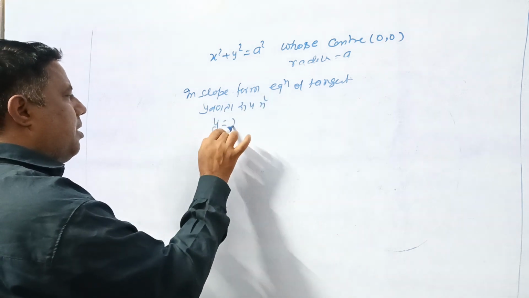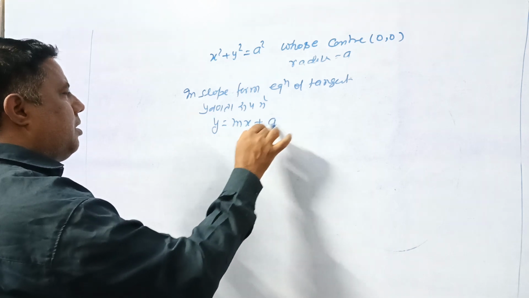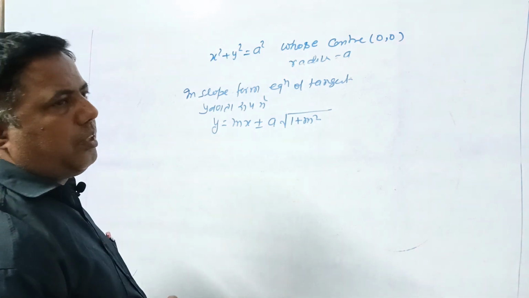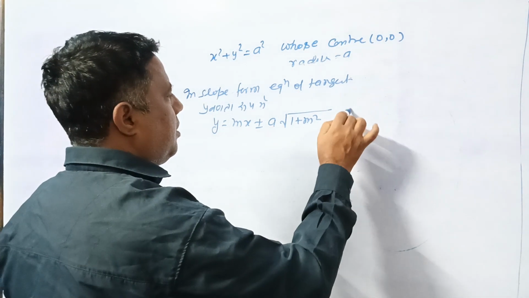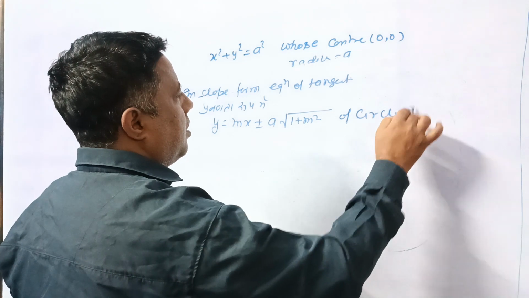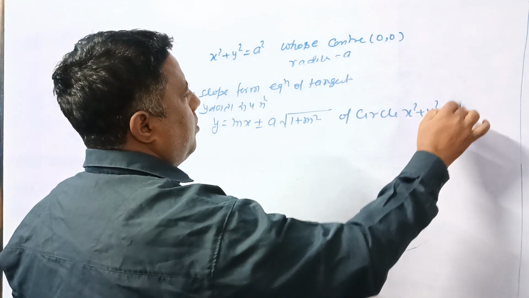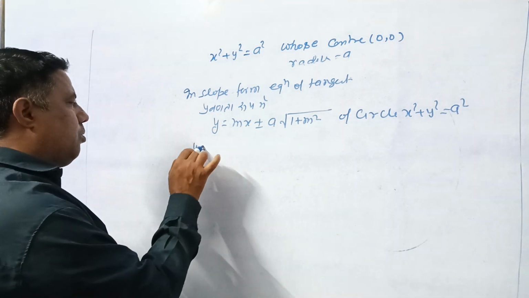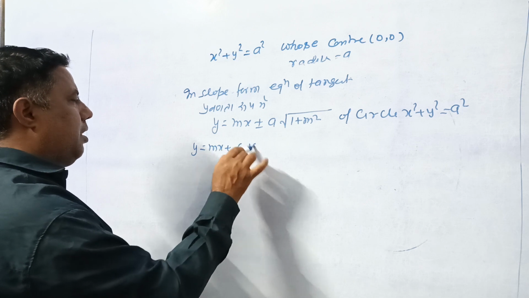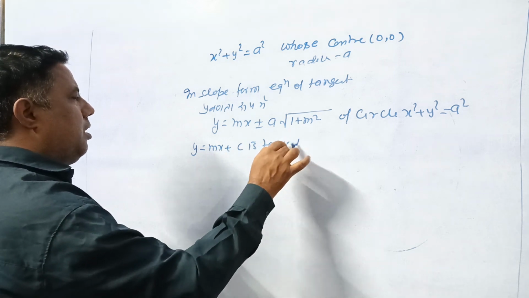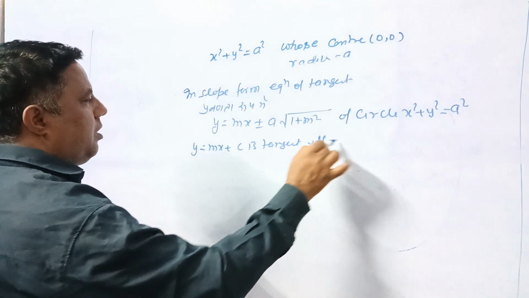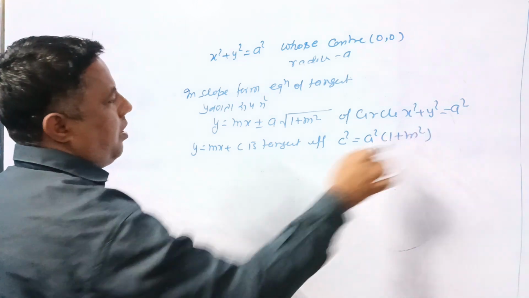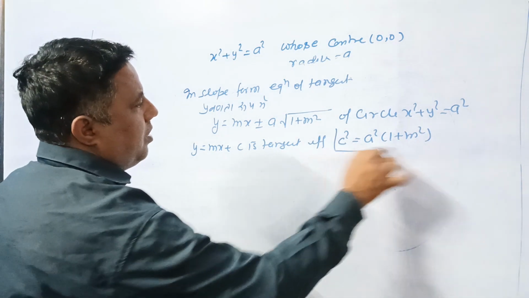Then y equal to mx plus or minus a times square root of 1 plus m square. Is it the slope form of the tangent of the circle x square plus y square equal to a square? Also we can say y equal to mx plus c is a tangent if and only if c square equal to a square times (1 plus m square). This is the condition for tangency.